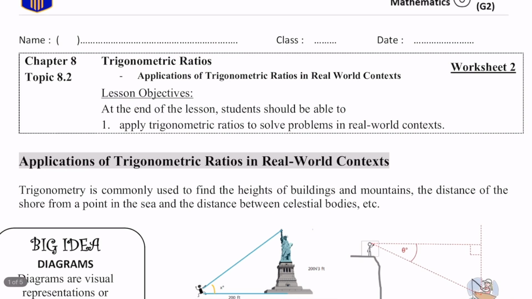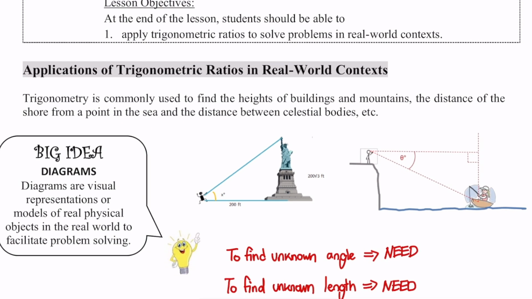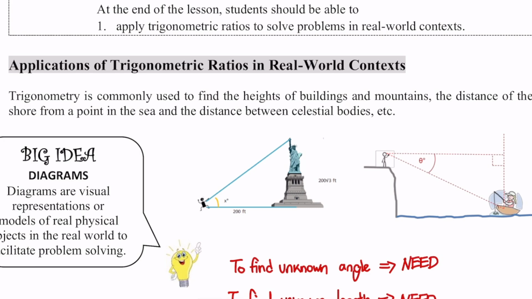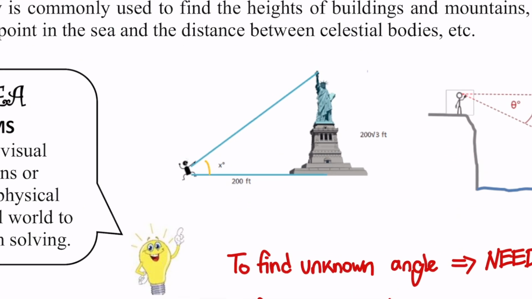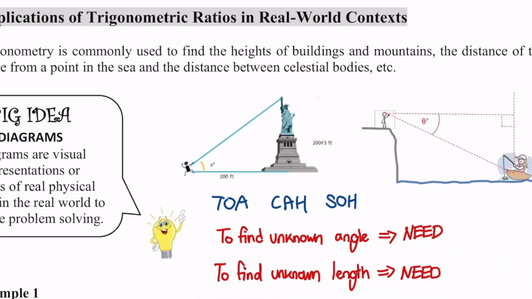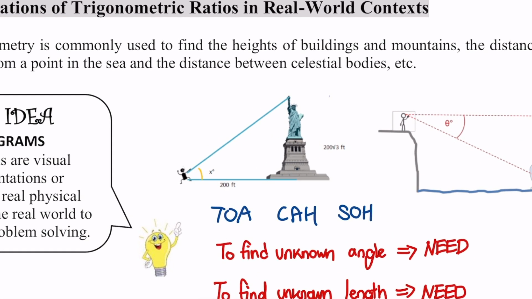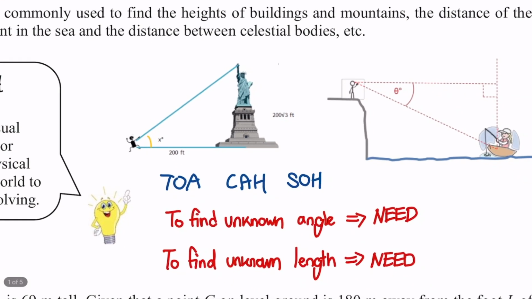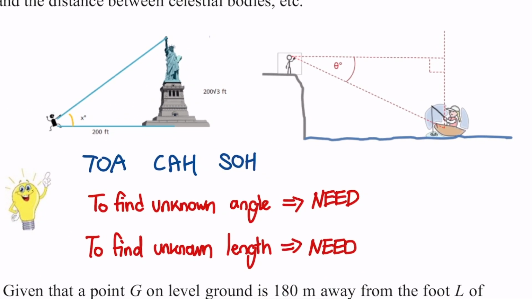Okay, so let's now look at example this portion over here. Let's do a bit of recap first. In worksheet 1, you learned a very important acronym, called TOA, CAH, SOH. These are very important acronyms you must remember. TOA stands for tangent. Tangent of any angle is opposite length over adjacent length. C stands for cosine. Cosine of any angle is the adjacent length over the hypotenuse. And the last one, sine of any angle is the opposite over the hypotenuse. Okay, so just some simple notes that it's important to write down.